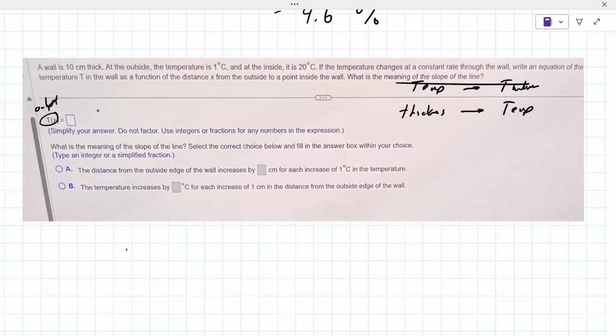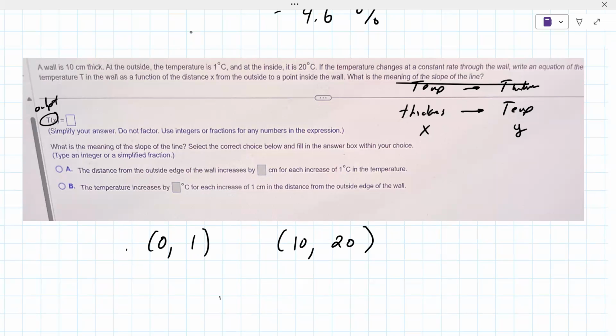So that's why this is the correct one. This is like your y and this is your x. So you need two ordered pairs. At zero thickness, when you're outside the wall, it's 1 degree, and when it's 10 thickness, that's 20 degrees. So you have to be able to come up with those on your own here.